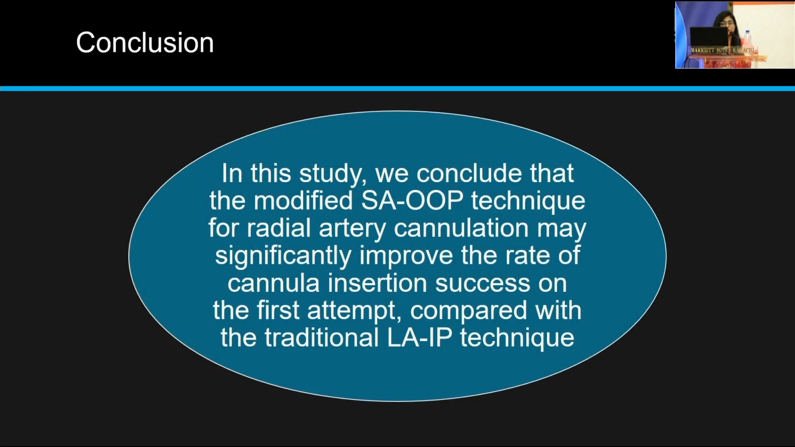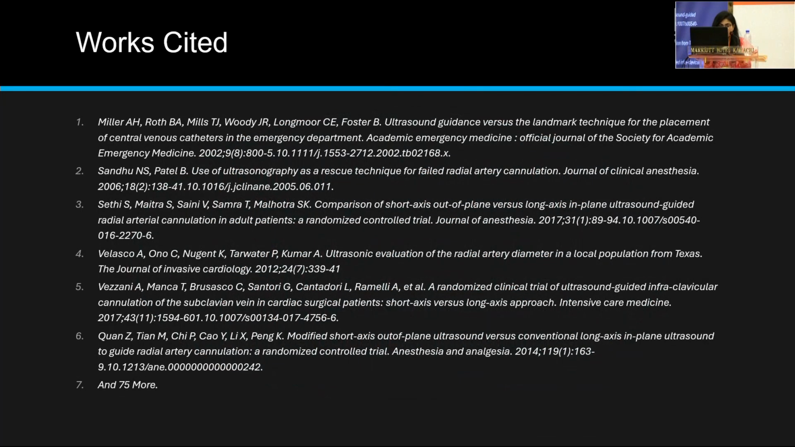So the conclusion of our study is that the modified short axis technique for radial artery cannulation may significantly improve the rate of cannula insertion success on the first attempt compared to the traditional long axis in plane technique. Here are some references. Thank you.